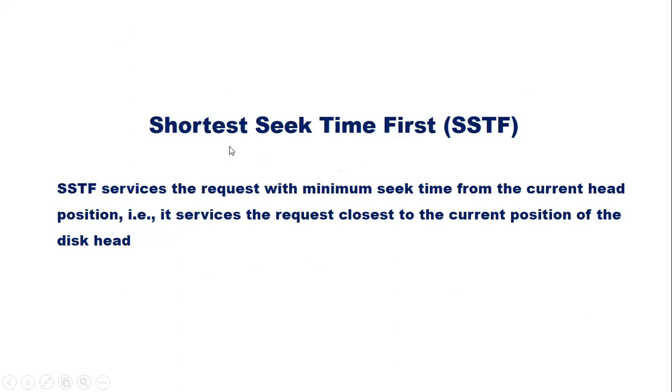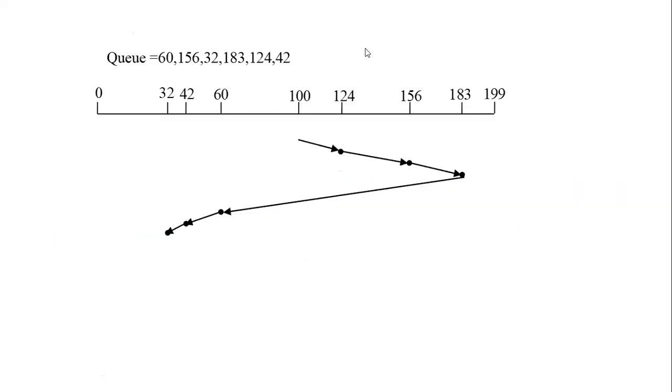The next one is shortest seek time first. The shortest seek time first services the request with minimum seek time from the current head position. That is, it services the request closest to the current position of the disk head. So we'll take the same example. So the disk head is currently here.